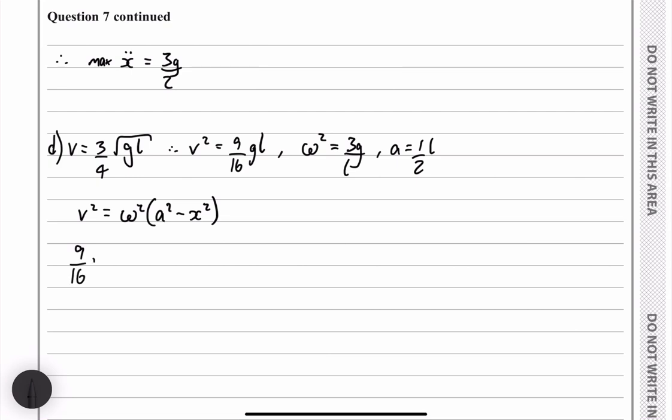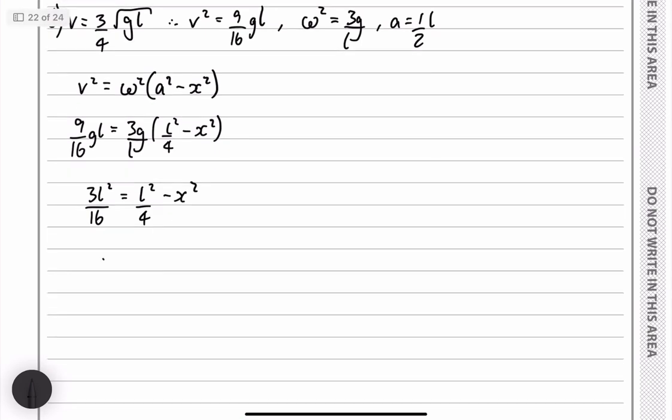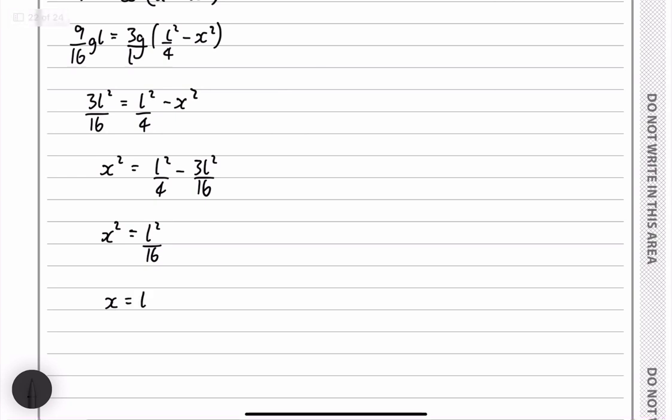So 9/16 gL equals 3g over L times (L/2 squared, or L squared over 4 once we square that, minus x squared). Our g's cancel, and the 3's cancel to give us 3L squared over 16 equals L squared over 4 minus x squared. Rearranging this, L squared over 4 minus 3L squared over 16 gives us L squared over 16. And x is equal to L/4.